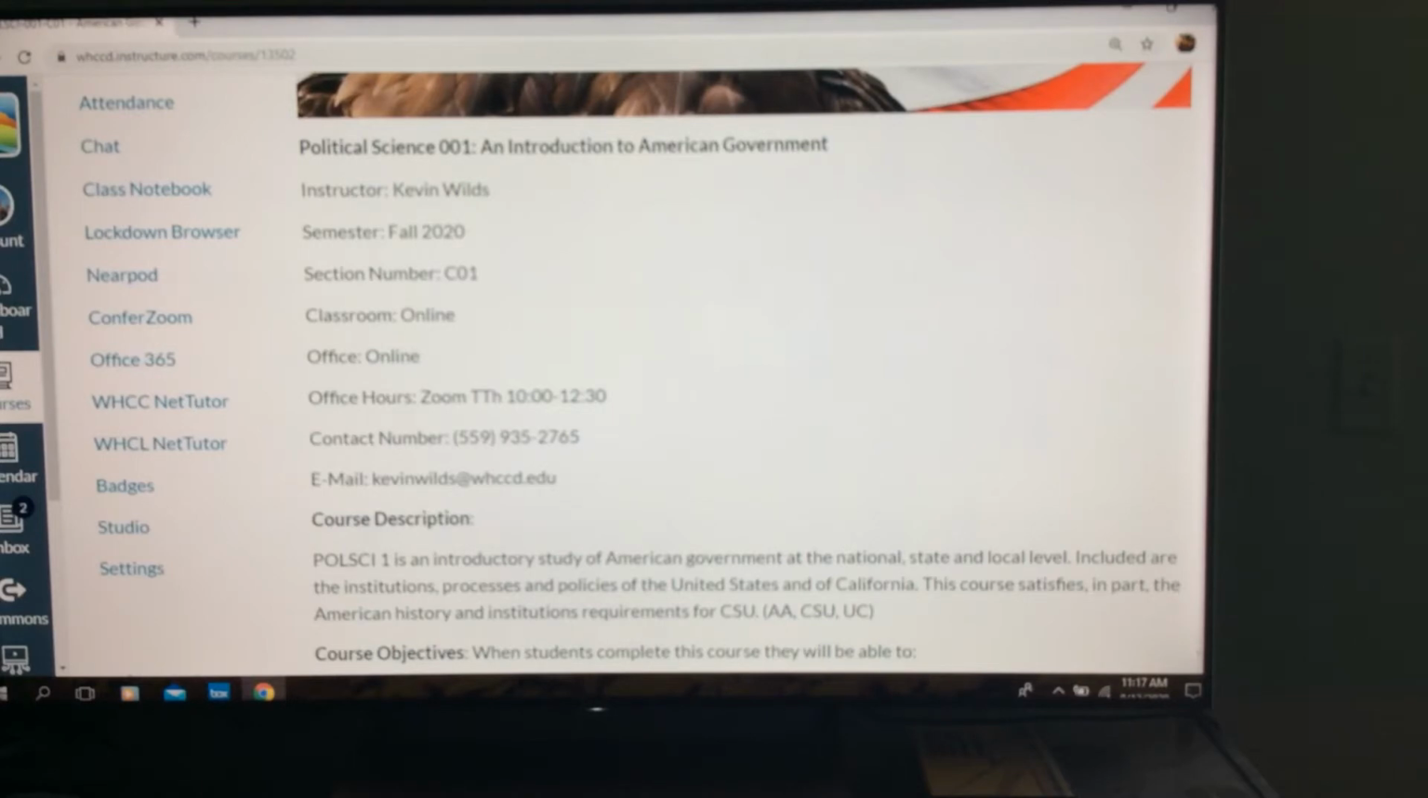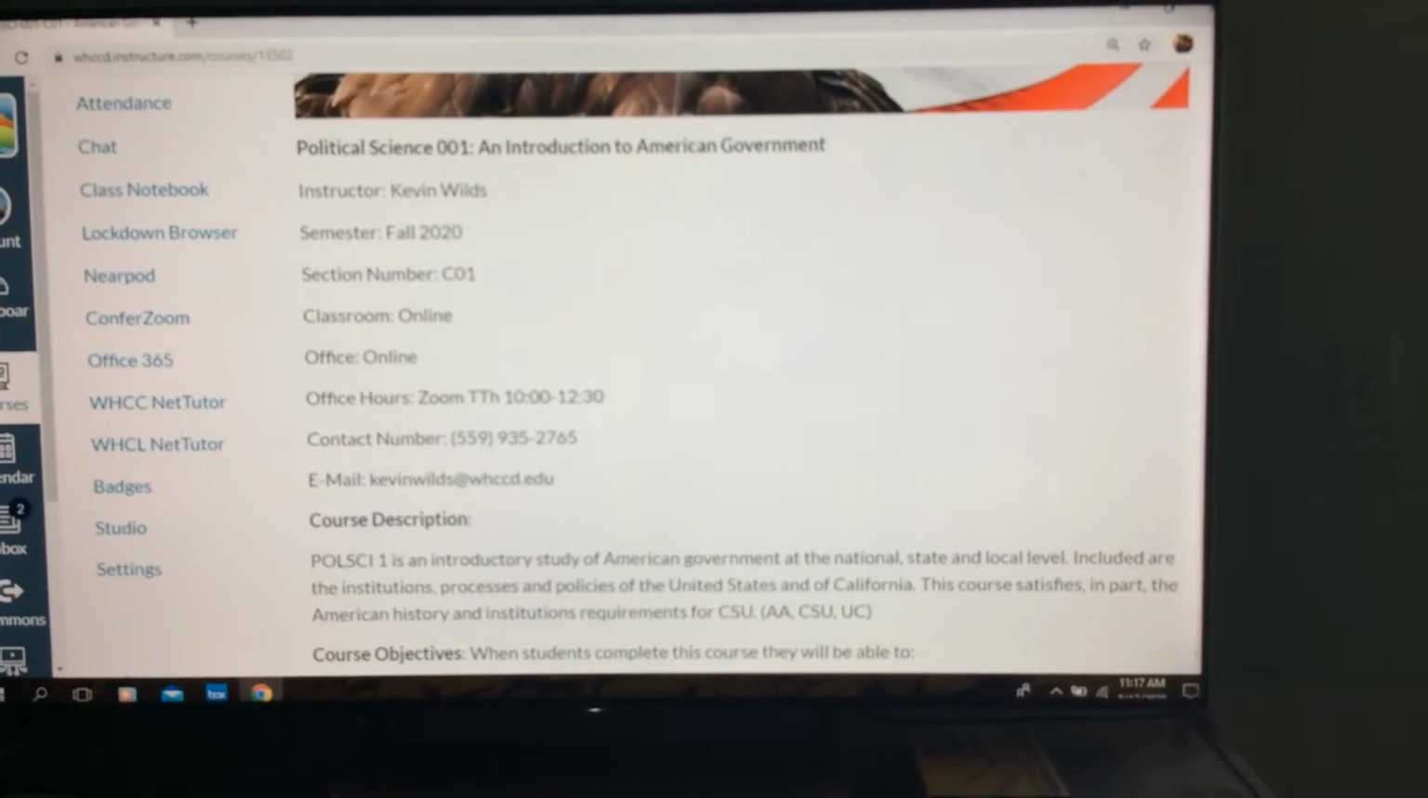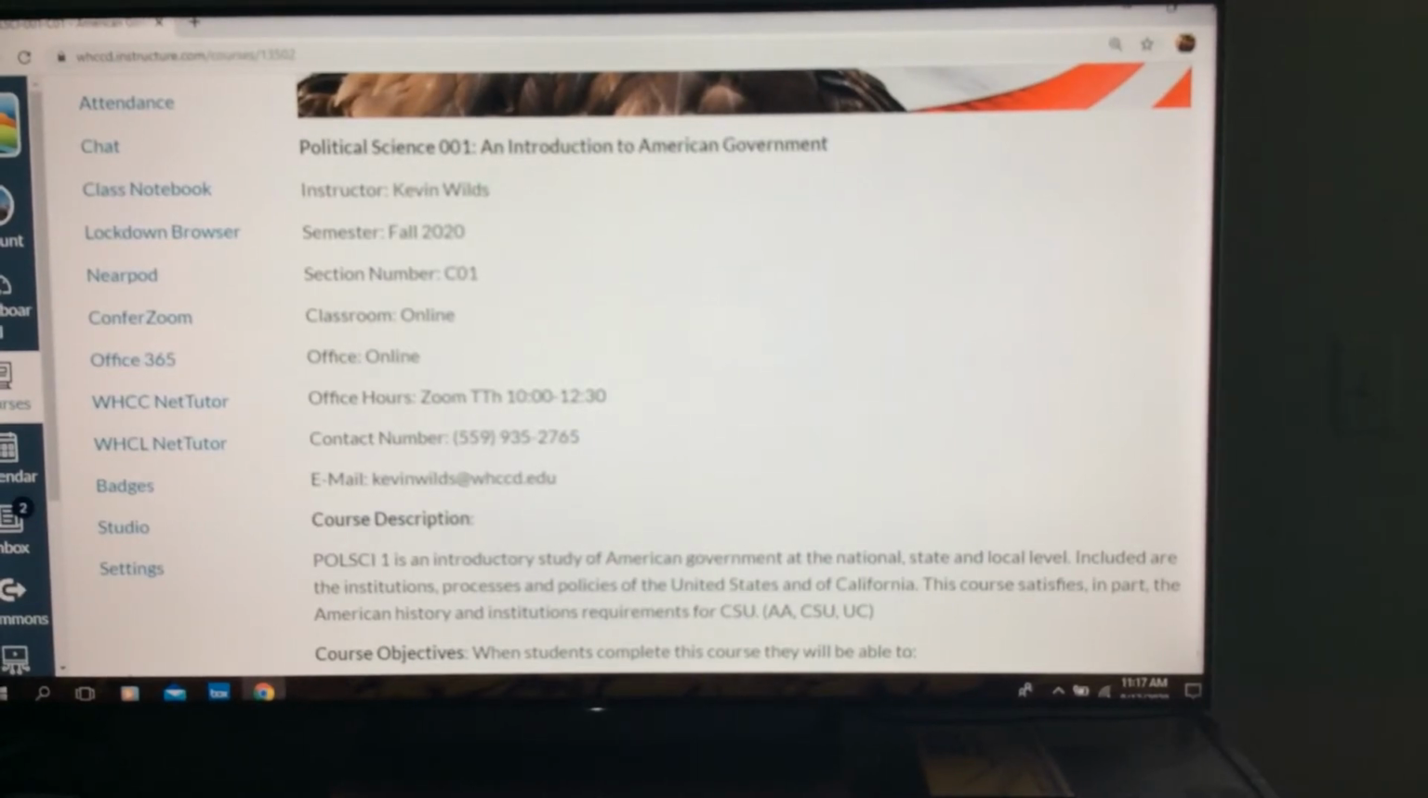Of course, it's fall 2020. This is going to be for all my American government classes, so it says section C01, but it's for all my classes. Of course, it's online. My office is online, so I'll have office hours on Zoom Tuesday and Thursday from 10 to 12:30. So if you need any help with anything, do not hesitate to get in touch with me. The link for that Zoom will be at the bottom of the syllabus. I'll also put one in the announcements page to help you guys out.